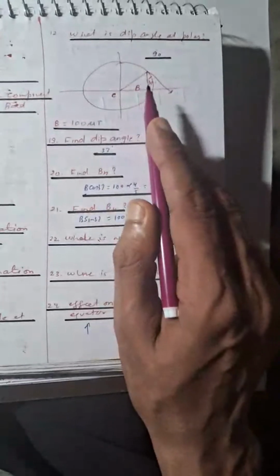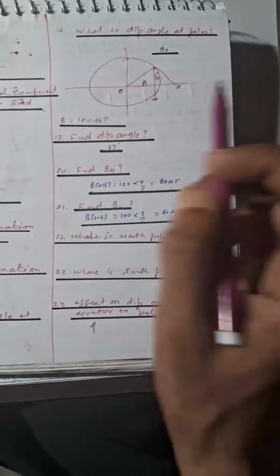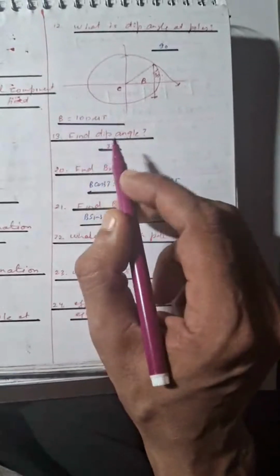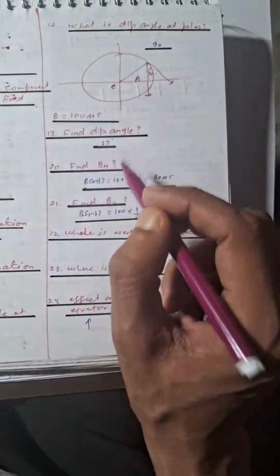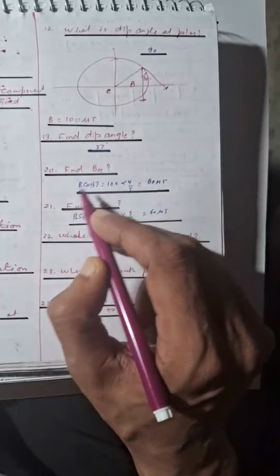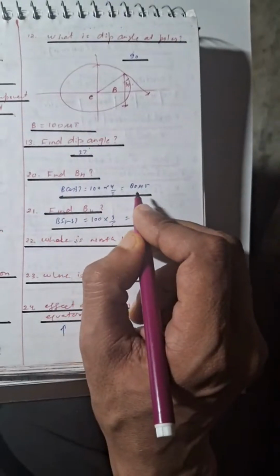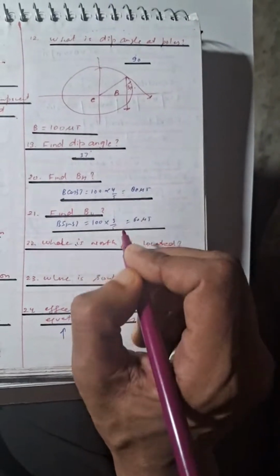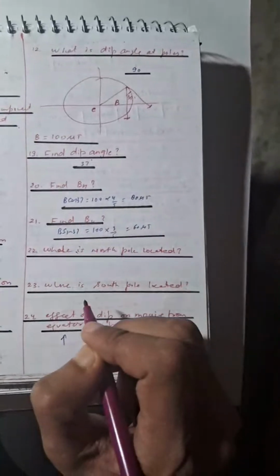Here is another question, the angle is 37 over here. The magnetic field here is given to be 100 micro Tesla. We need to find the dip angle. So the dip angle is directly given over here as 37 degrees. Then we need to find the horizontal component of Earth's magnetic field. That will be B cos 37. Cos 37 is 4 by 5. So that will give us the value 80 micro Tesla. Then we have the vertical component, that will be B sin 37. It will give the value 60 micro Tesla.